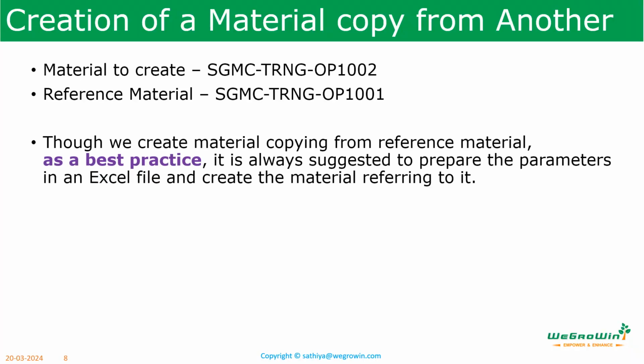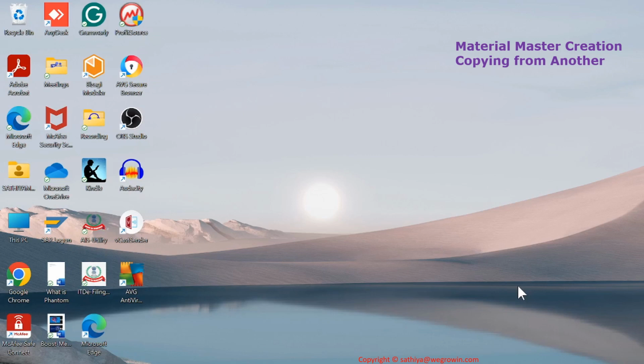So now let us create one material copying from another material. Now I am going to create OP1002 copying from OP1001. Though we are copying the material from another reference material, again as a best practice, please prepare the parameters in an Excel file. Also ensure that all the parameters are available as a full kit, then start creating it. This should always be the best practice. Now we'll see the demonstration of creating a material master copying from another material.